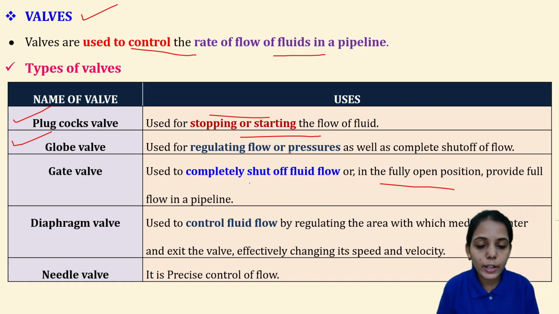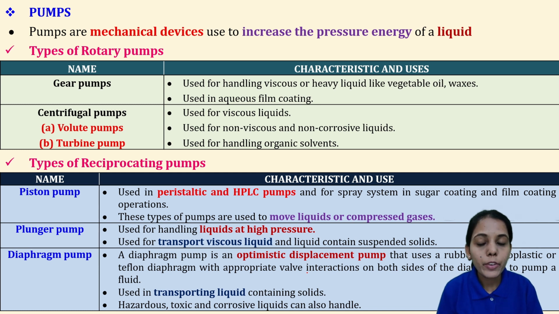So it is like a gate. For example, a college gate will be there. If that is shut off, then everything will be stopped there. So that is the main gate valve. Diaphragm valve, so used to control the fluid flow by regulating the area with which media can enter and exit the valve. Needle valve, it is a precise control of the flow. The name itself suggests needle will be very small, so precise control of the fluid can be obtained.